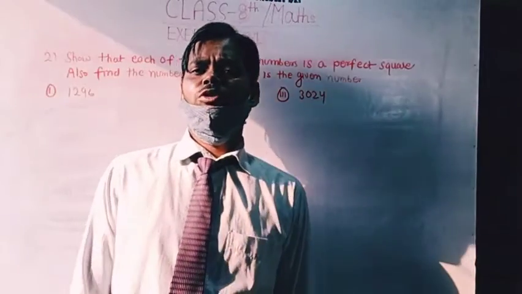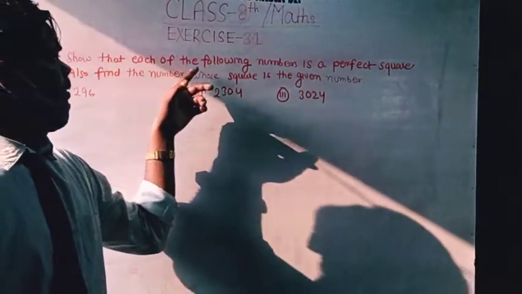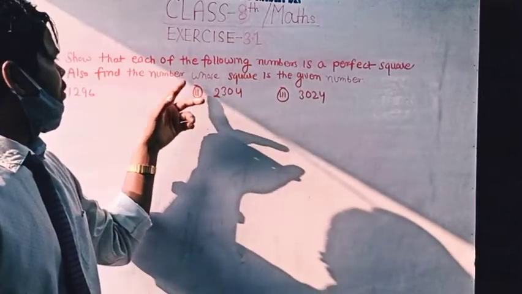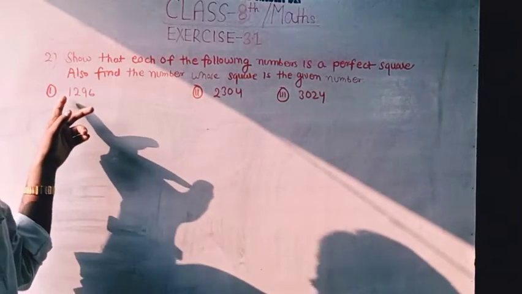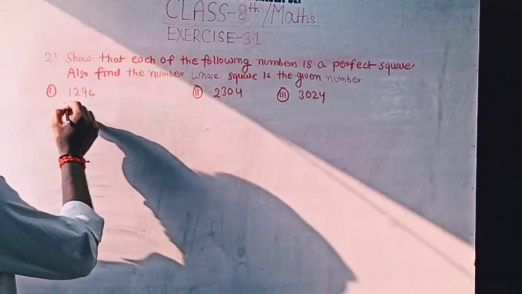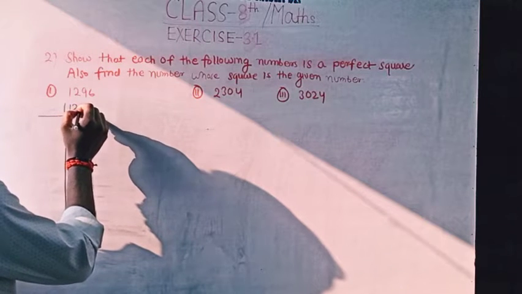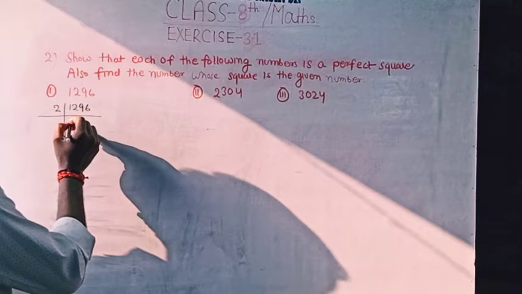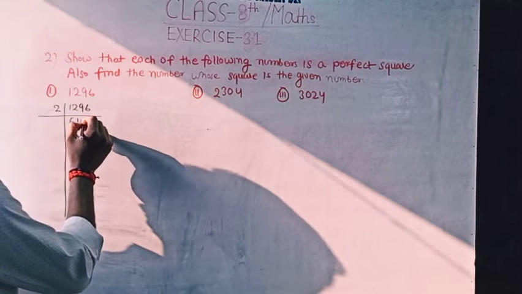Now move to question number 2. In this question, it has been said that show that each of the following numbers is a perfect square, and also find the number whose square is the given number. So here the given number is 1296. First find its prime factors by the factorization method. 1296 is divided by 2. 2 6 ja 12, 2 4 ja 8, 2 8 ja 16.